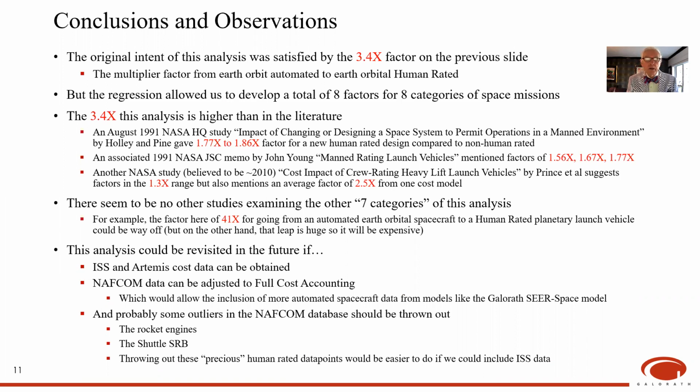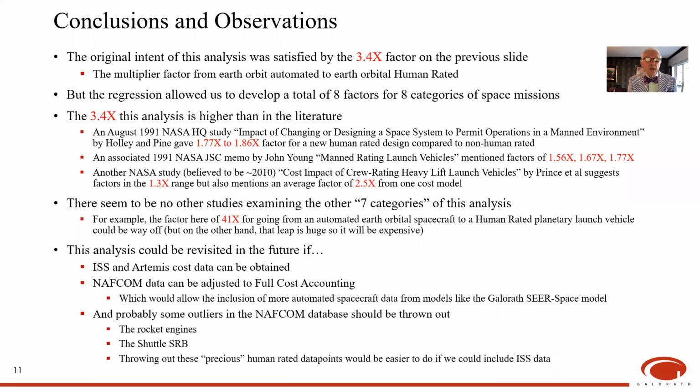I couldn't find any other studies examining the other 7 categories of this analysis. For example, one factor we saw on the table a moment ago, if you happen to see it, was a factor of 41 from going from an automated Earth orbital spacecraft to a human-rated planetary launch vehicle. Now, I'm not saying that factor is accurate. It is what comes out of the NAVCOM database. And we do know that going to a human-rated planetary spacecraft would be presumably expensive. So maybe the factor is certainly in the right direction.